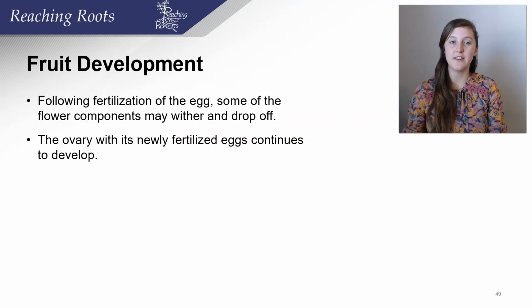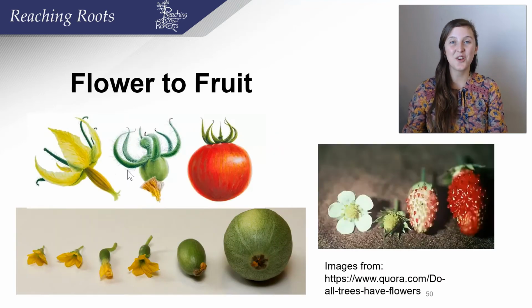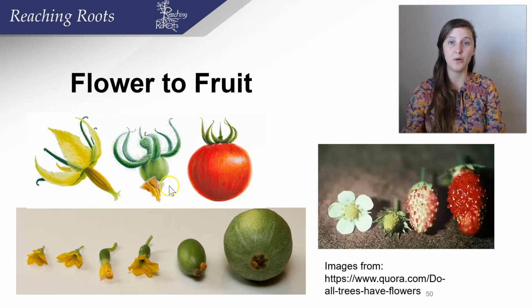Sometimes, after pollination, some of the components of the flower will wither and drop off. The ovary with its newly fertilized egg continues to develop, however. Let's go through a few examples. So this tomato flower opens, and then, after pollination, you'll see that the petals shrivel up and die and fall off, but the ovary is still maturing, and photosynthates, sugars produced in photosynthesis, are pumping this to become a fruit. Same thing with strawberry. You can see the development of the fruit over time, and in a melon.